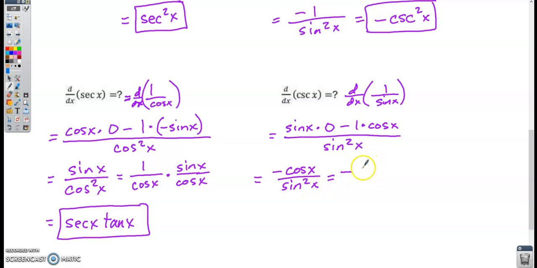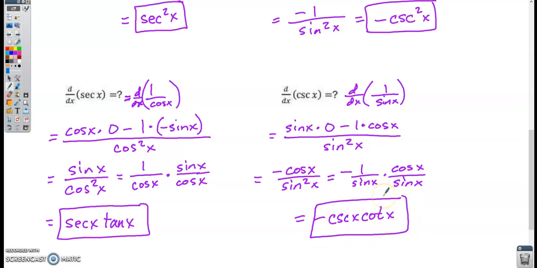I'm going to say this is negative 1 over sine of x times cosine of x over sine of x, and negative, I'll pull out in front, 1 over sine of x is just the cosecant of x, and cosine of x over sine of x is the cotangent of x. And so the derivative of cosecant is negative cosecant of x cotangent of x. And there we go. All of our derivative rules.